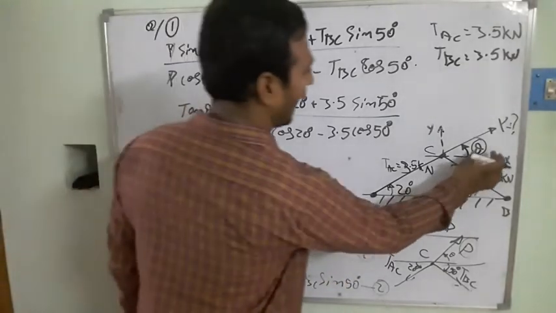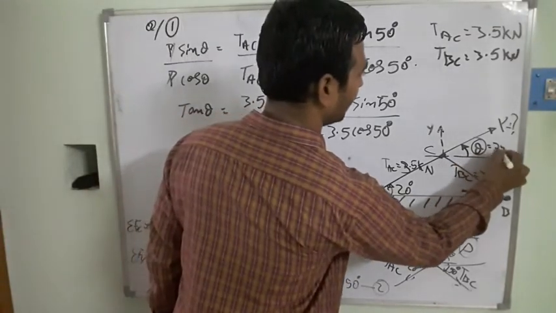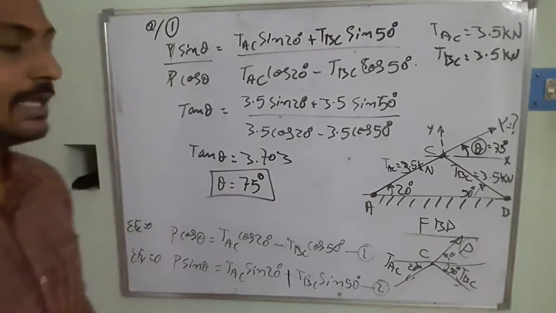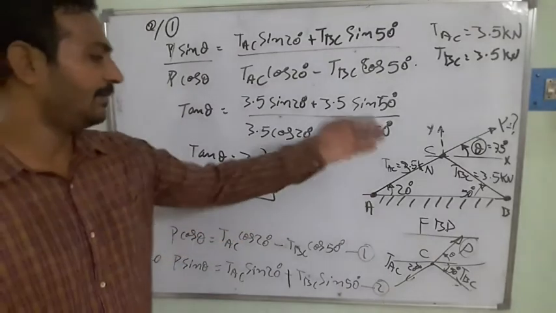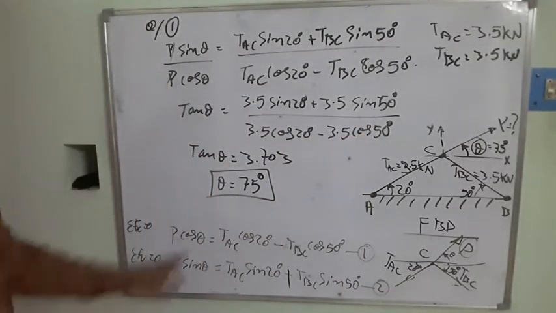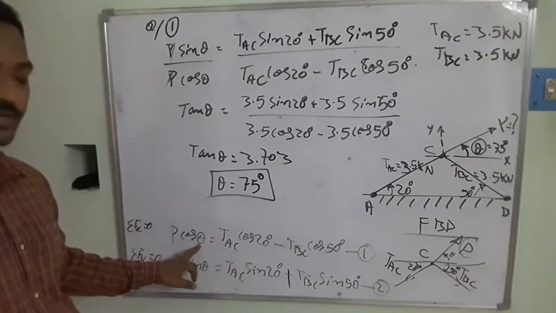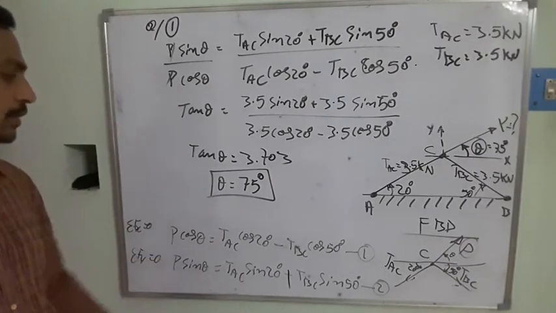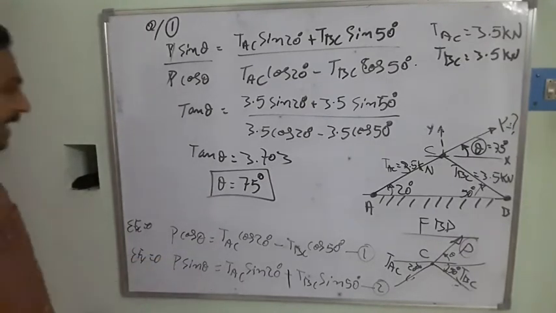So here the angle is going to be 75 degrees. Is it clear? And then what is the maximum P value? If I substitute this theta in equation 1 or equation 2, then finally the unknown parameter P I am going to get.